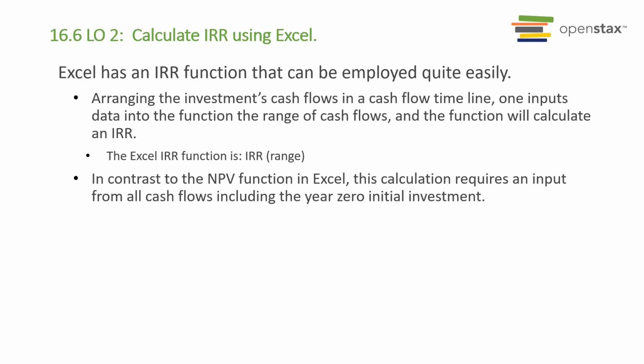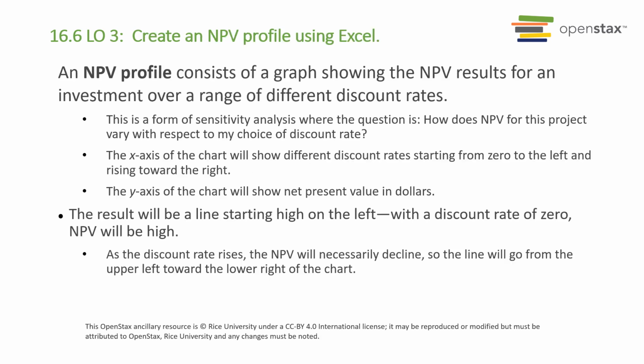Excel has an IRR function that can be employed quite easily. The Excel IRR function is equal IRR of the range. Arraying the investment's cash flows in a cash flow timeline, one inputs the function range of cash flows, and the function will calculate IRR. In contrast to the NPV function itself, this calculation requires as an input all cash flows, including the year 0 initial investment.